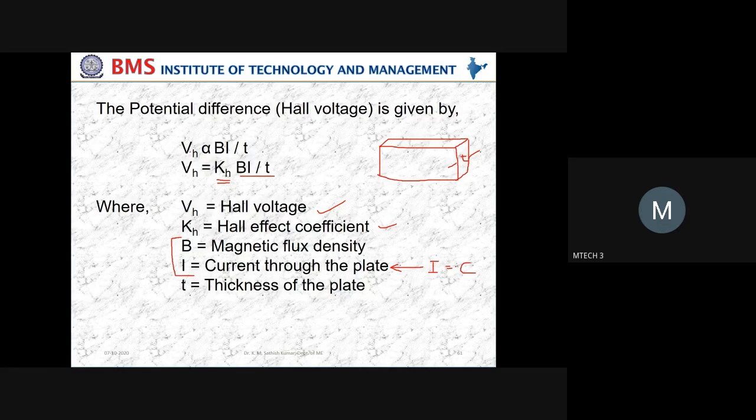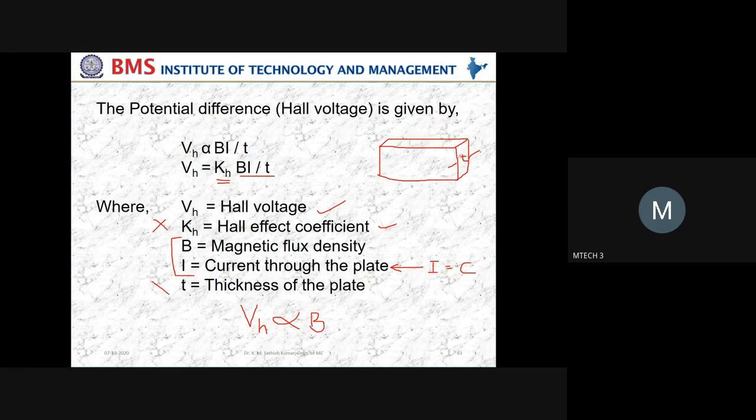Now the amount of voltage generated, VH, will be directly proportional to the magnetic flux density. Understand this equation carefully: VH is proportional to BI by T. Taking the proportionality constant, VH is equal to KH BI by T. For a conducting material, the value of KH is constant, so this will be eliminated.